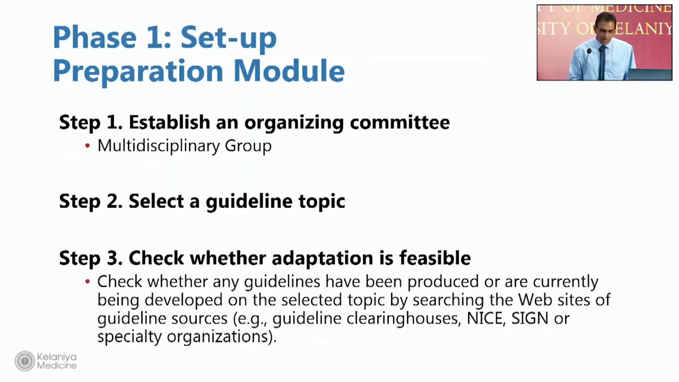In phase one, the set-up phase, first is establishing the organizing committee, and also the multidisciplinary panel. Second, select a guideline topic, that is simple. Then third, check whether the adaptation is feasible. If there are no evidence-based guidelines available, we can't adapt. So therefore, first we have to check from guideline developing organizations, for example, NICE, SIGN.